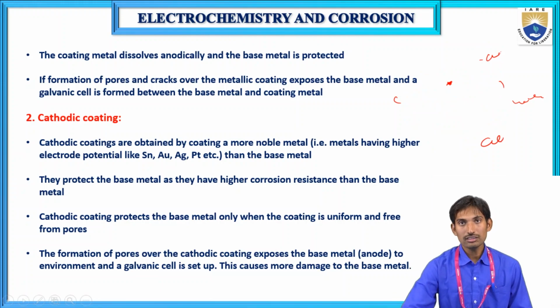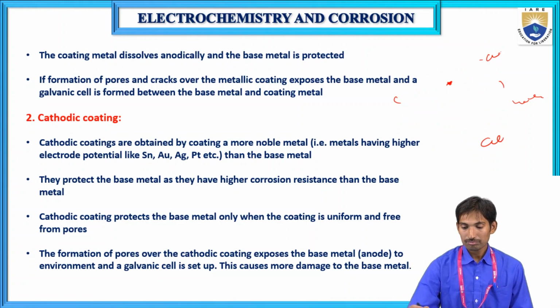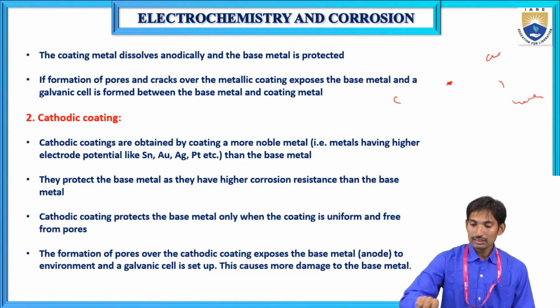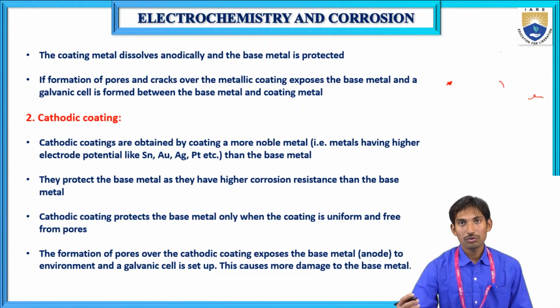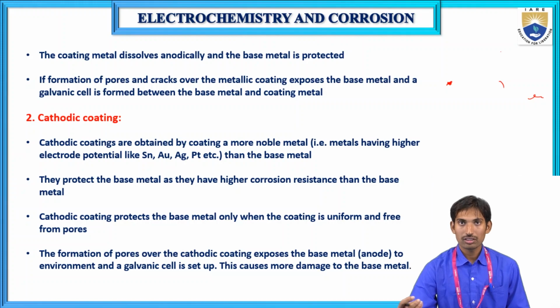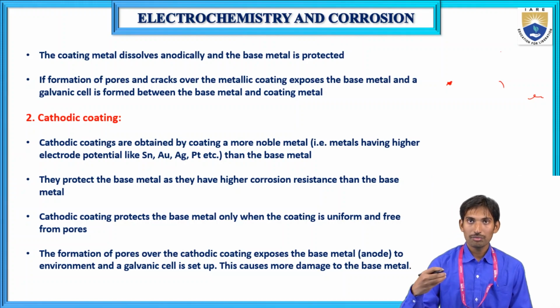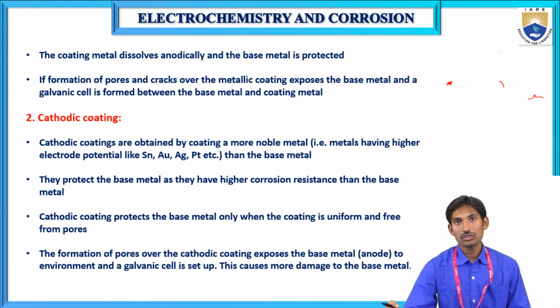Anode undergoes oxidation and cathode will undergo reduction. So it acts as a galvanic cell. So our coating metal acts as anode, so it will undergo oxidation and completely undergo corrosion, and our base metal is exposed to the air.